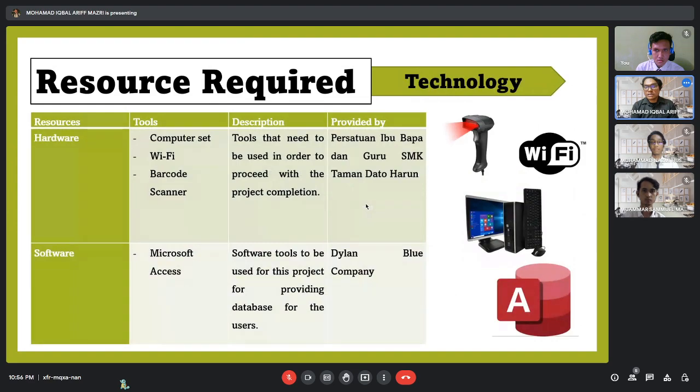Next, the technology. This is the table of the resources we use, the hardware and the tools that need to be used in order to proceed with the project completion. The hardware will be provided by Persatuan Ibu Bapa dan Guru, which is PIBG, SMK Taman Datuk Harun. The software is Microsoft Access, a tool used to provide the database for the user. It will be provided by Dylan Blue Company, which is our company.